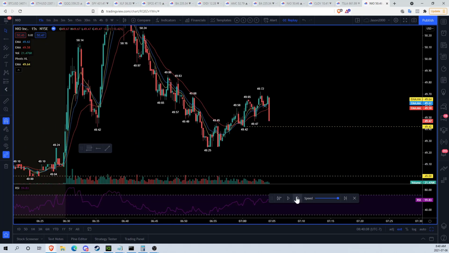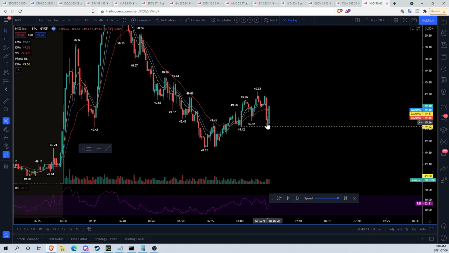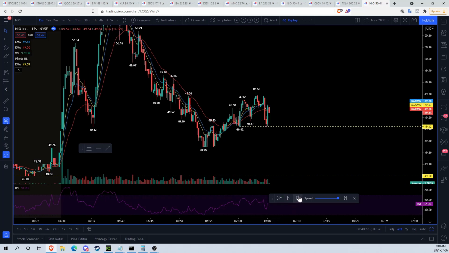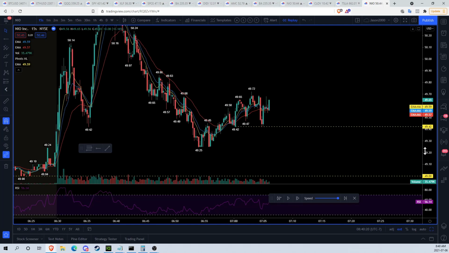So here we are on our way. Our stop loss is more or less break even. 49.42 gets tested. 49.41 was its stop loss. So just eked out on that one. I didn't realize how close I got.